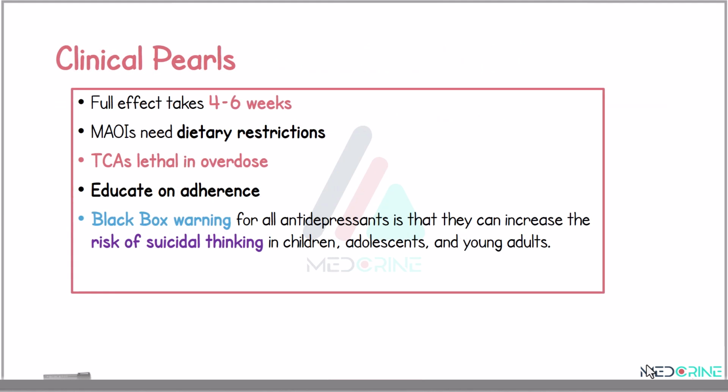Some clinical pearls for antidepressant pharmacology are that antidepressants often take 4 to 6 weeks to show their full therapeutic effects. The TCAs are dangerous in overdose, and monoamine oxidase inhibitors require a strict dietary restriction, and all antidepressants carry a black box warning for suicide risk in younger populations.